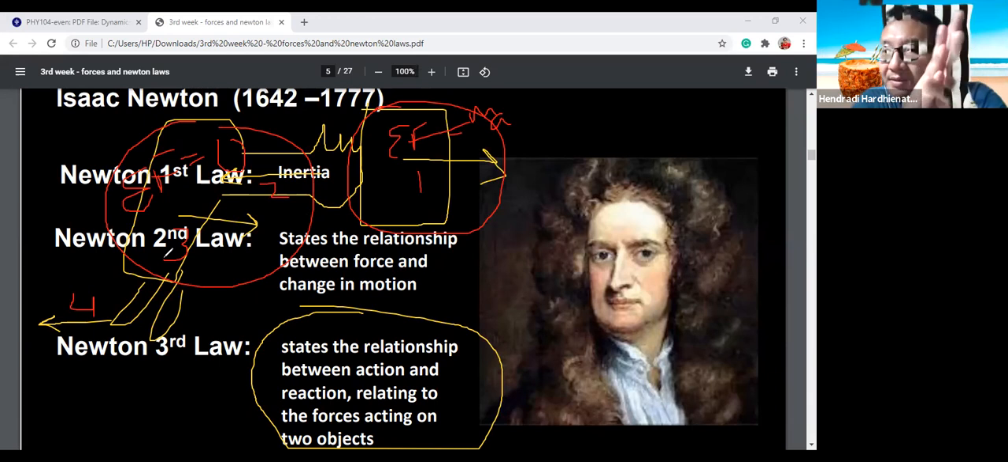But remember this, students. The action and reaction forces are not working on one body. Remember, they work on two bodies. First, they must work on two bodies. Two, have the same magnitude. Three, simultaneously. Four, opposite.